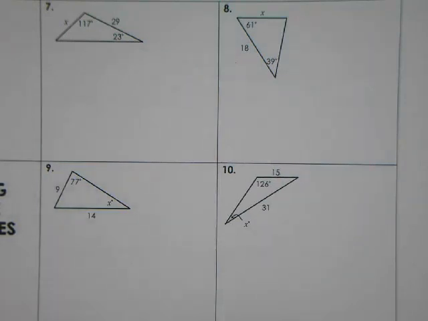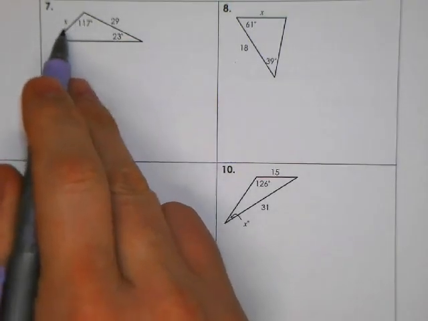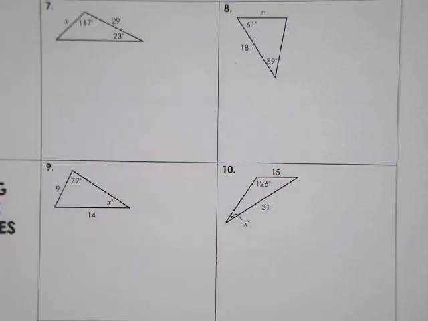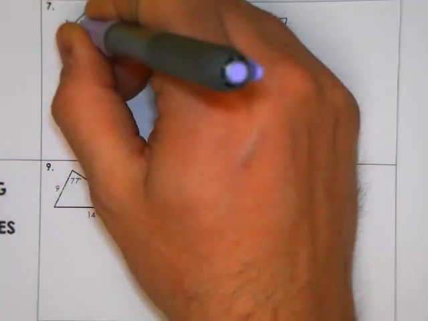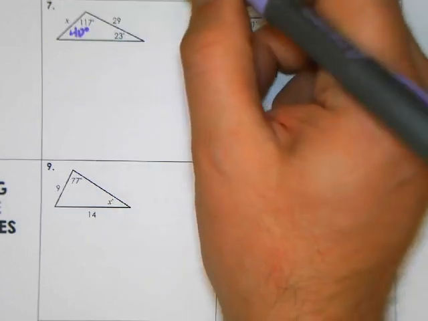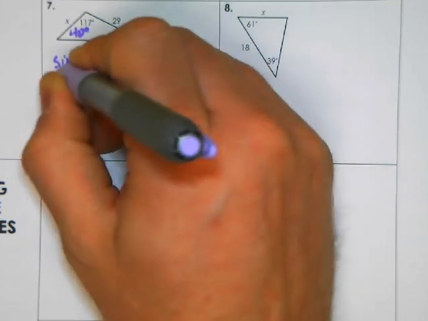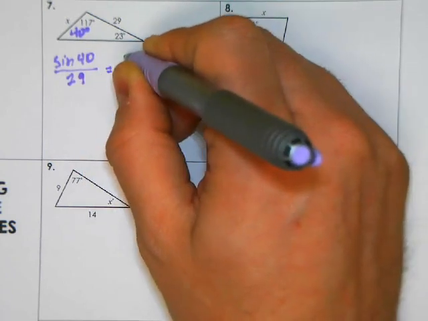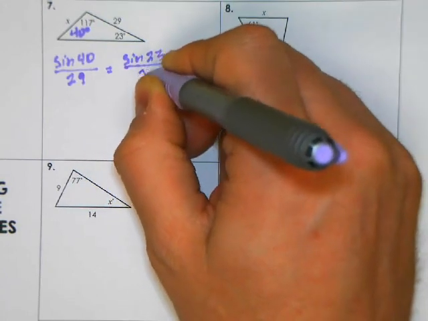Now, here again, they're giving us the side here, but they're not giving us this angle here, so I do need to figure out what that angle is. So if I say 180 minus 117 minus 23, this will give us an angle here of 40 degrees. So that'll give me sine of 40 divided by the 29 to be equal to the sine of 23 over x.